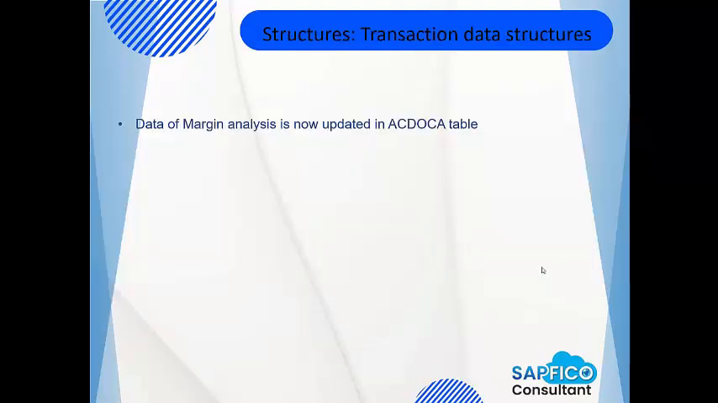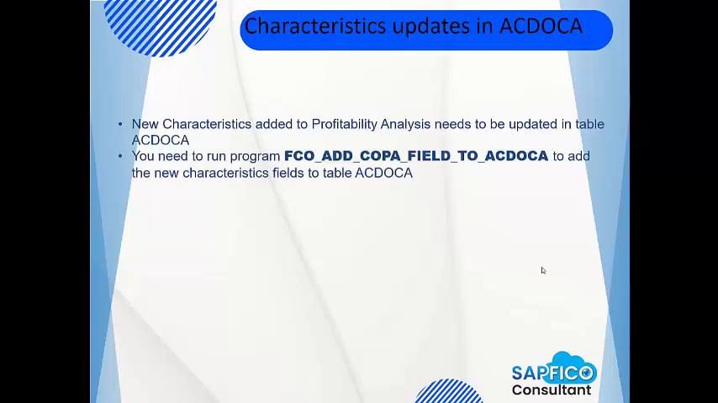So data of margin analysis is now updated in the ACDOCA table. It's automatically available in the ACDOCA table. If it is not automatically updated in the ACDOCA table, you need to run the program FCO_ADD_COPA_FIELD_TO_ACDOCA. This is a program we need to run, so that these characteristics are added automatically to the ACDOCA table. When we run this program, we have to run it in background, and the fields whatever we have defined or brought in will get added to the ACDOCA table.